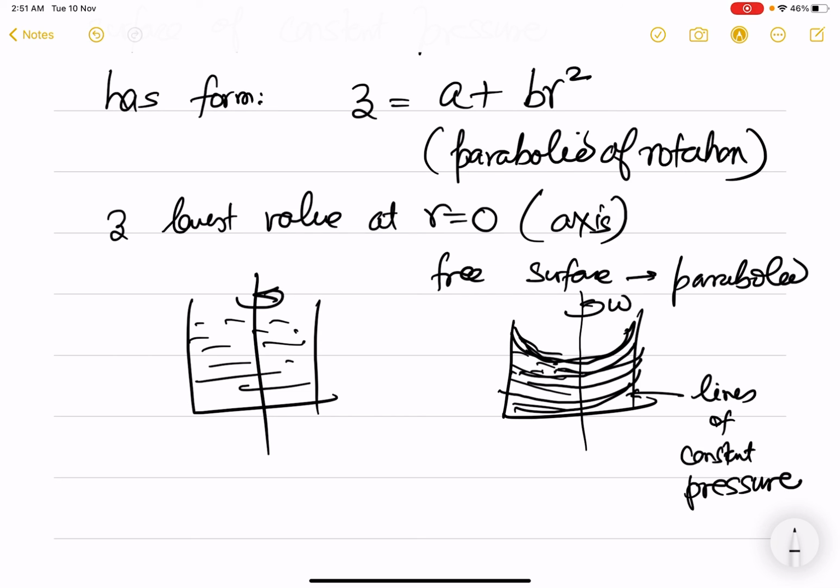So that is how one does problems involving solid body rotation, and you can solve these problems as we have done. Thank you very much.